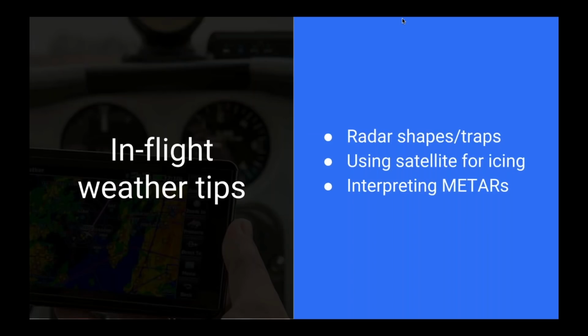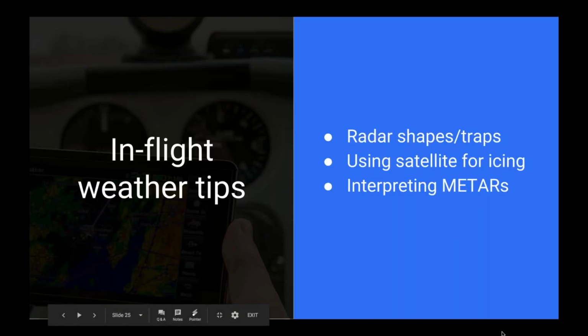Okay. Now we have that background, I'm going to turn it back over to Scott, and we're going to start applying some of this knowledge to what we actually do in the cockpit. So stand by one second, and here comes Scott.